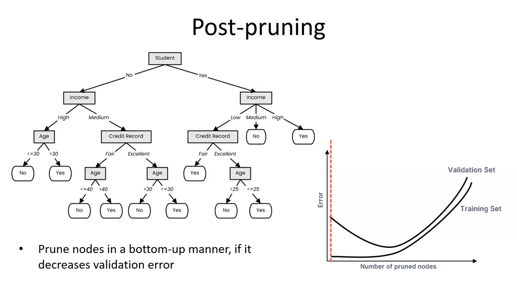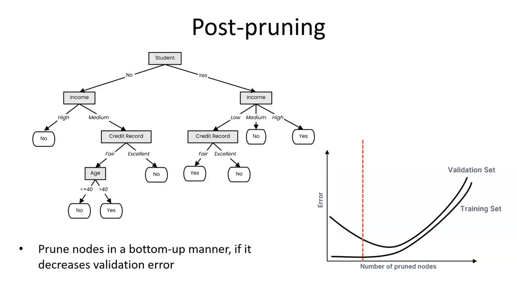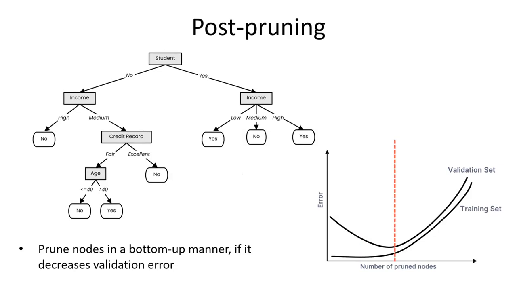Post-pruning is the one you do afterwards. For example, there are some nodes which are not significant, and then you remove them. Prune nodes in a bottom-up manner if it decreases the validation error. So if the validation error is higher, then remove those nodes. Here is the number of pruned nodes, and in the graph you can see how the validation error is converging. Here is more convergence.